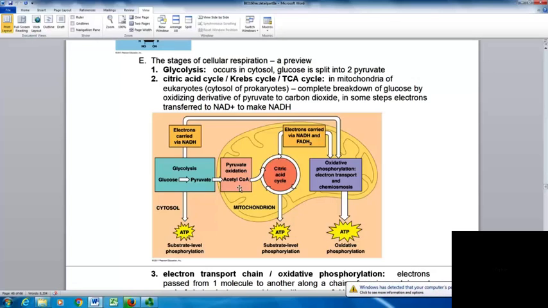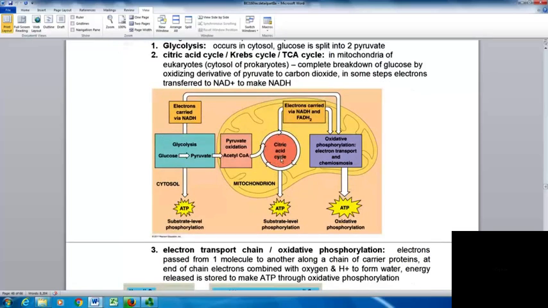Your complete breakdown of glucose will happen by oxidizing the derivative of pyruvate to carbon dioxide. So this acetyl-CoA is going to come in, and you're going to have everything get oxidized to make carbon dioxide. In some steps, you'll have the electrons transferred onto NAD+ to make NADH. The final step will be in purple. This involves your electron transport chain.